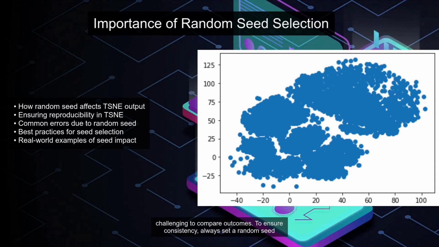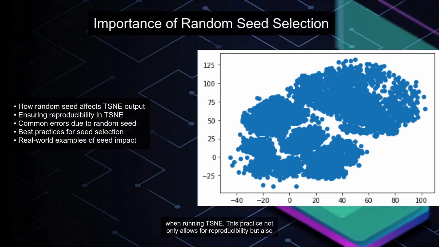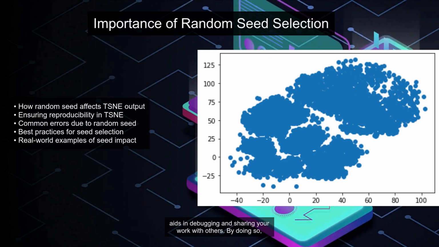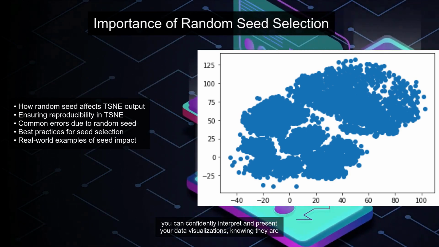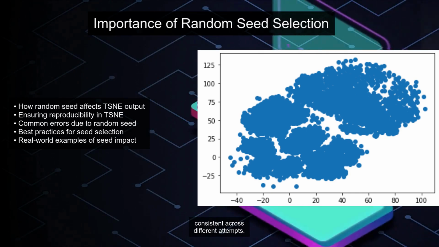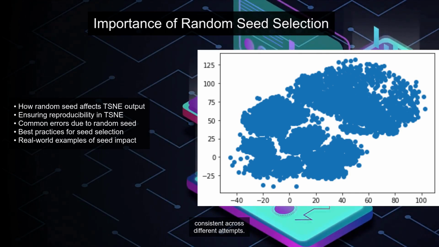To ensure consistency, always set a random seed when running TSNE. This practice not only allows for reproducibility but also aids in debugging and sharing your work with others. By doing so, you can confidently interpret and present your data visualizations, knowing they are consistent across different attempts.